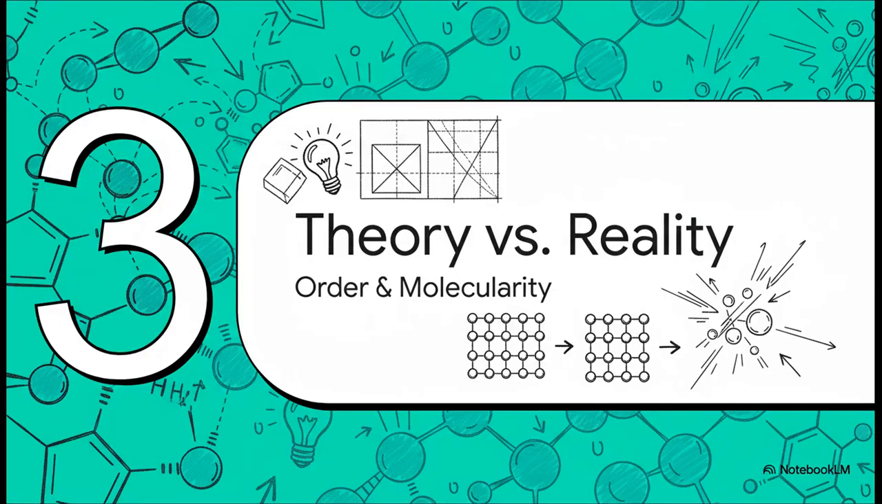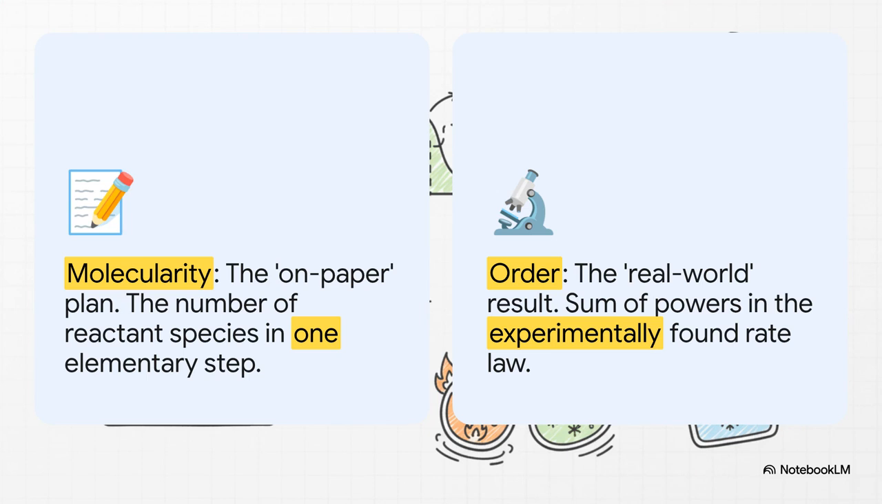Okay, so this whole experimental thing brings up a really common point of confusion for a lot of people. It's this gap between what a reaction looks like on paper versus what it does in reality. So let's clear the air and talk about the difference between two really important ideas: order and molecularity. So here's the simplest way to think about it. Molecularity, that's the plan on paper.